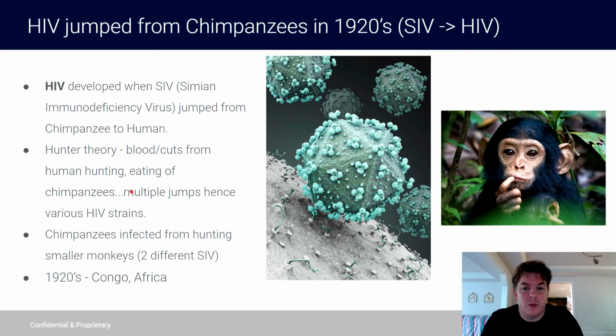There were multiple jumps in that time frame in the 20s of chimpanzee to human, and that's why you have multiple different strains of HIV. A little interesting backstory on it is that chimpanzees themselves became infected with the SIV by eating other smaller monkeys, and basically from that became infected with two different SIVs. So HIV effectively began evolving in the 1920s in Congo, Africa.